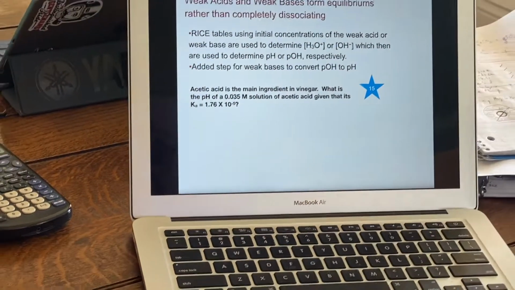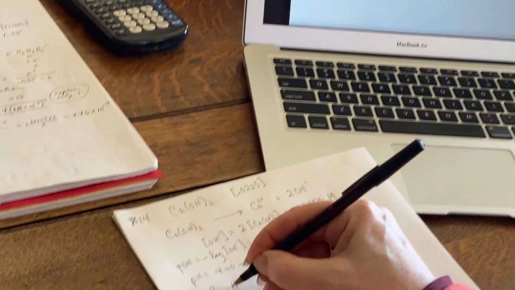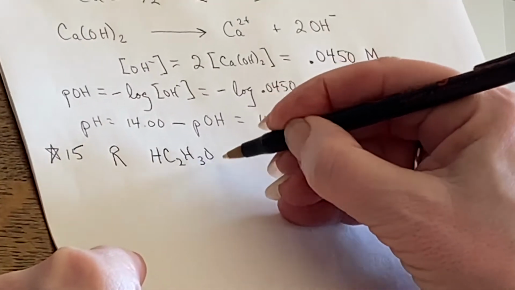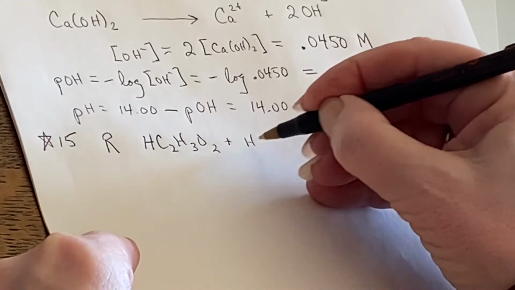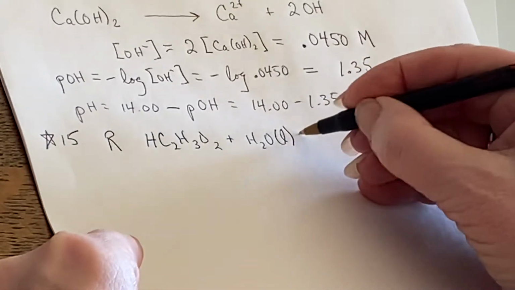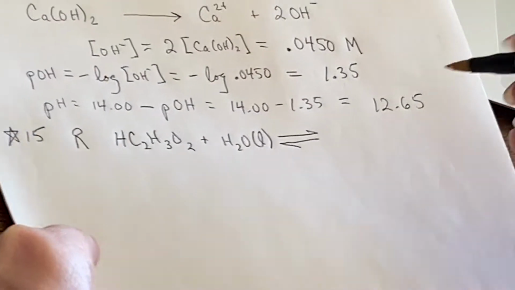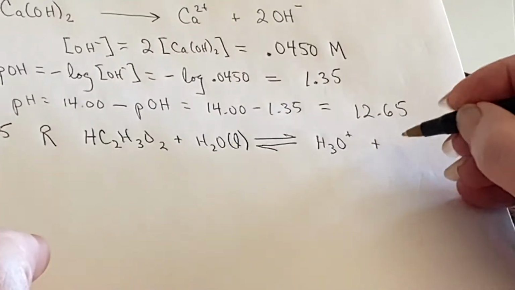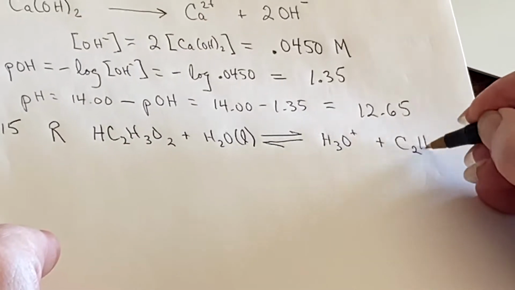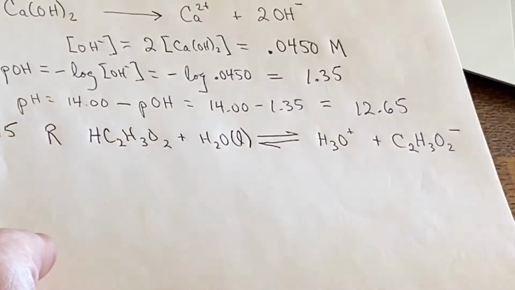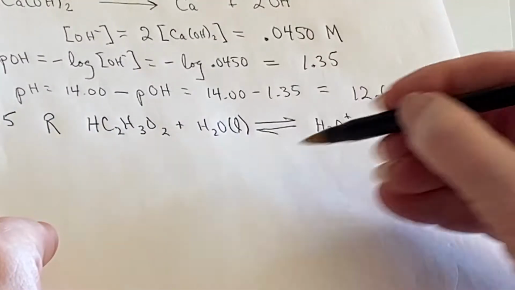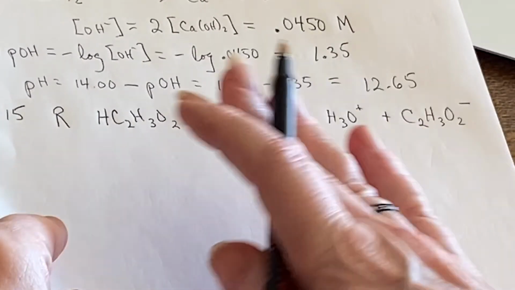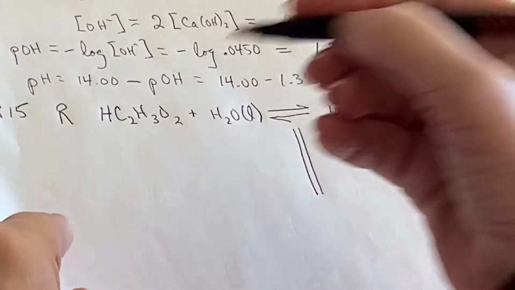So R is for the reaction. It's acetic acid. I'm going to choose to write that in this form rather than the form that tells you about the structure. This, remember, is a liquid, so it won't appear in the equilibrium constant. This is going to form hydronium ions and acetate ions. Since this is a RICE table, I want to make sure that I keep clear which side is reactants and which side is products.